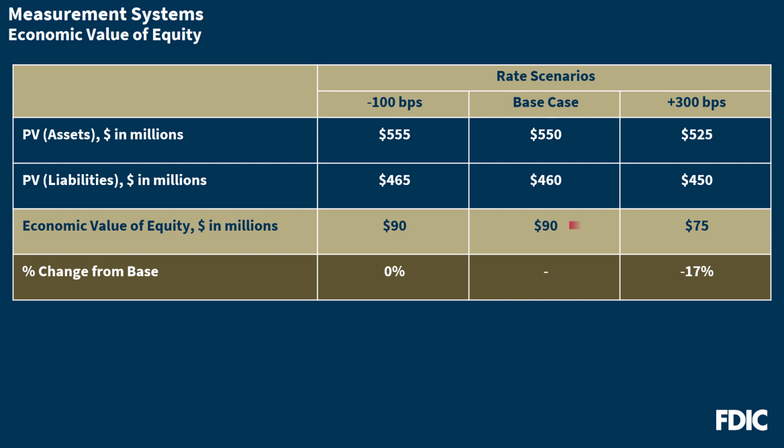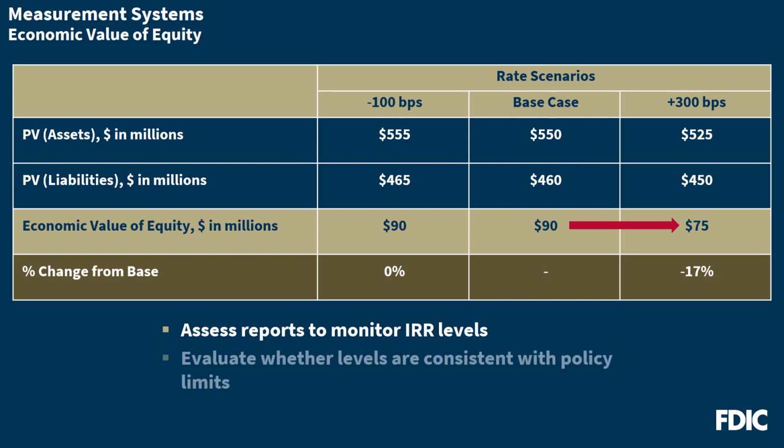In our example, economic value of equity declined from the base case of $90 million to $75 million in the plus 300 basis point scenario, a decline of about 17%. And as with income simulation results, EVE model results are assessed to more effectively monitor the interest rate risk level and evaluate whether the levels are consistent with the bank's policy risk limits.